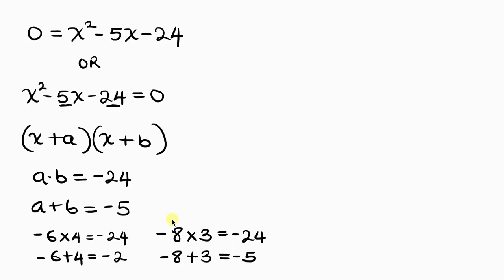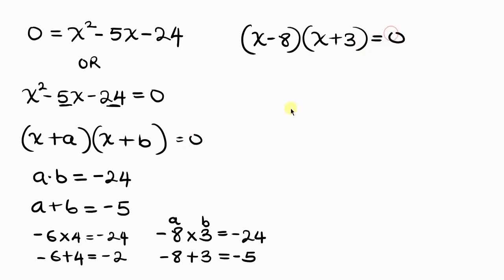So we take this as our A and we take this as our B. So I can place that here. This results to x plus A. A is negative 8, so I can put negative 8 here. Very good. Times x plus B. B is 3, so plus 3. This is equal to 0.